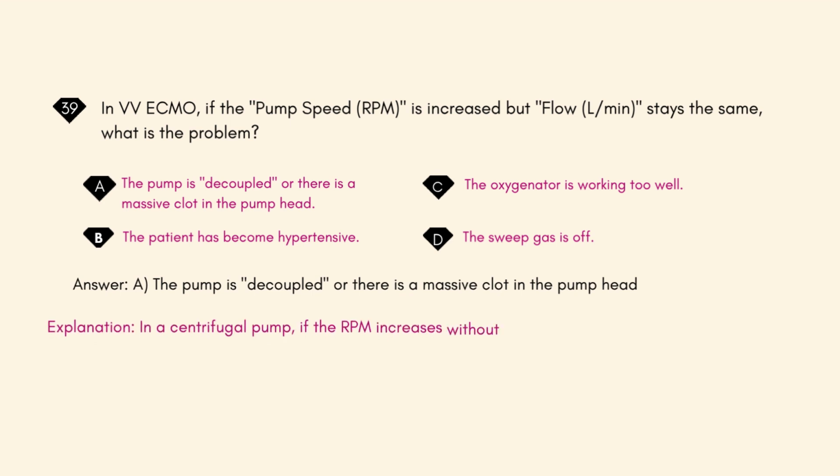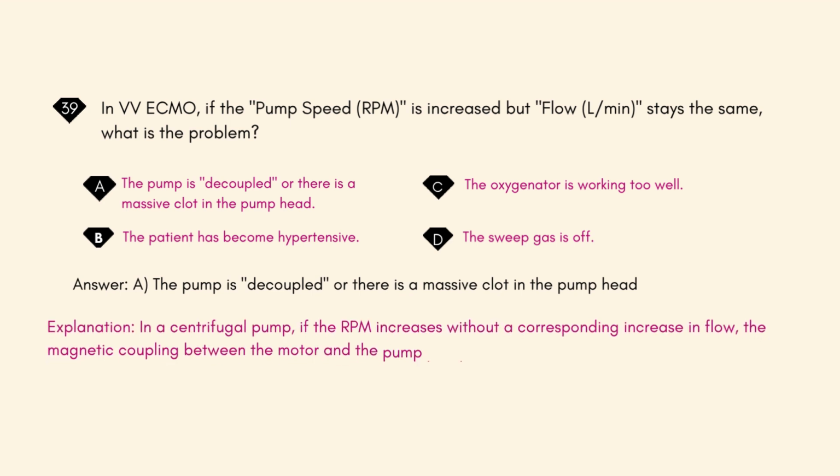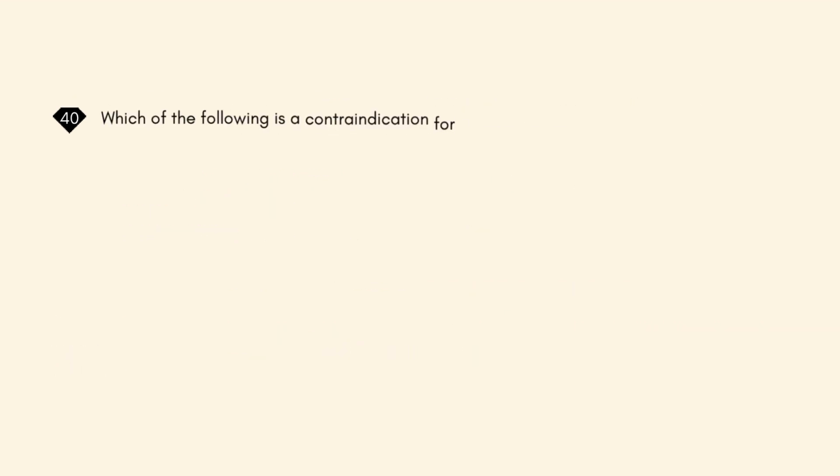Explanation: in a centrifugal pump, if the RPM increases without a corresponding increase in flow, the magnetic coupling between the motor and the pump head may have failed, or the pump head is physically obstructed. Which of the following is a contraindication for decannulation in a VV-ECMO patient?